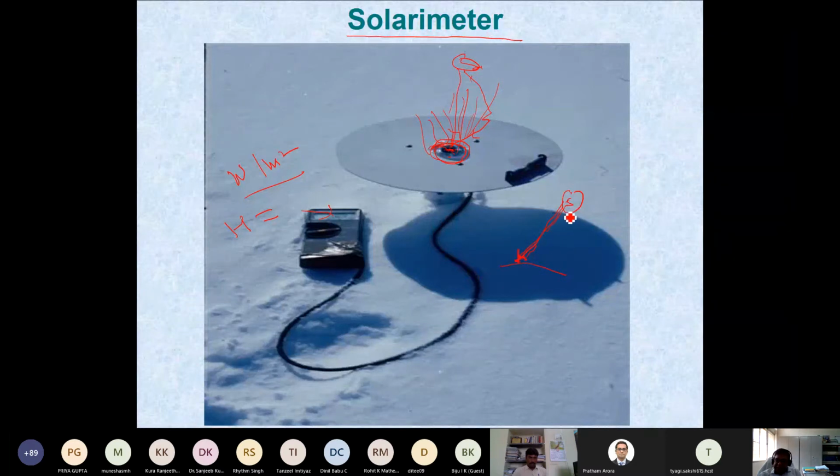But for diffuse radiation, suppose it is coming in this direction, up to this point you can know, but to you it will be coming in this direction, and I don't know these conditions.